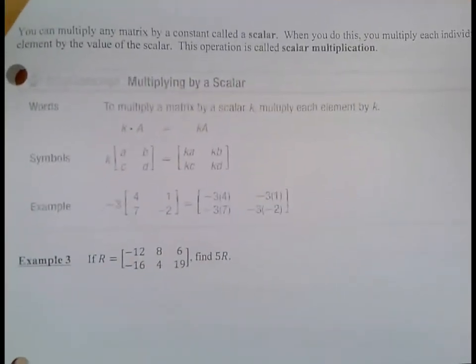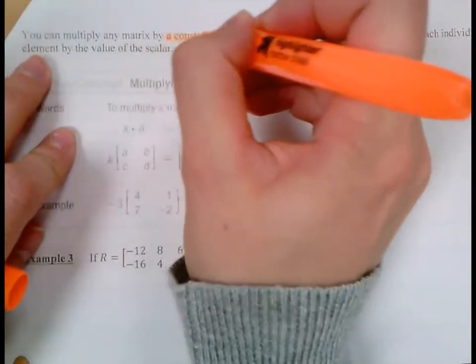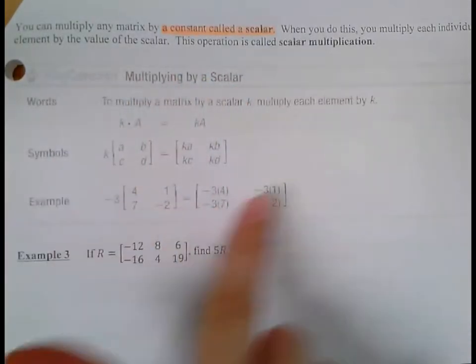Moving on then to multiplying by a constant for matrices. You have to know the terminology, the vocabulary as well. When you multiply a matrix by a constant, it's called a scalar for matrices. So you're multiplying by a scalar, and that's called scalar multiplication. And when you do this, you multiply each element in the matrix by the value of that scalar.